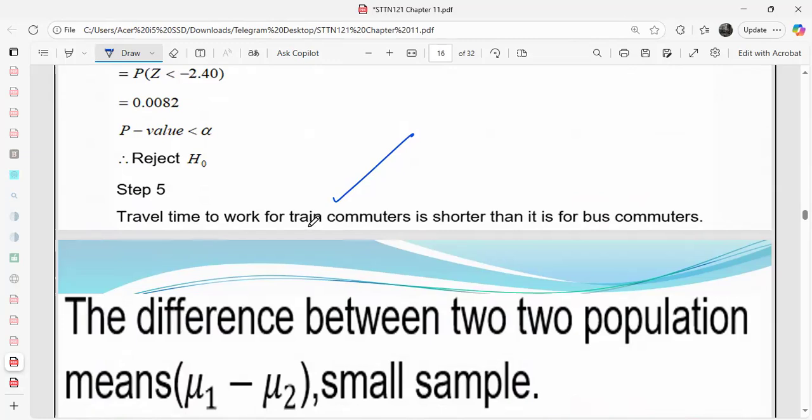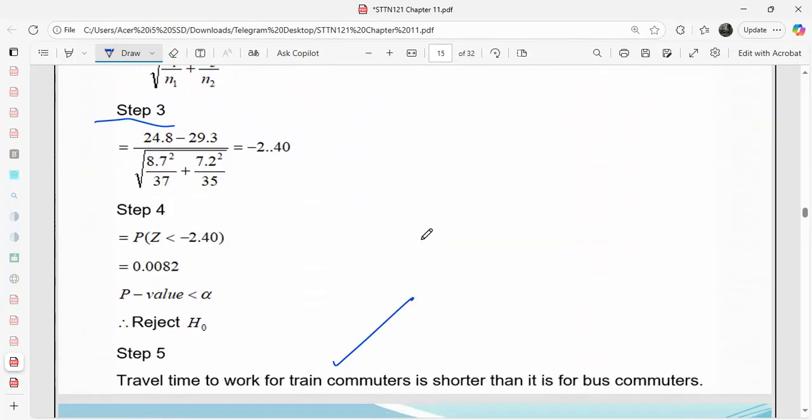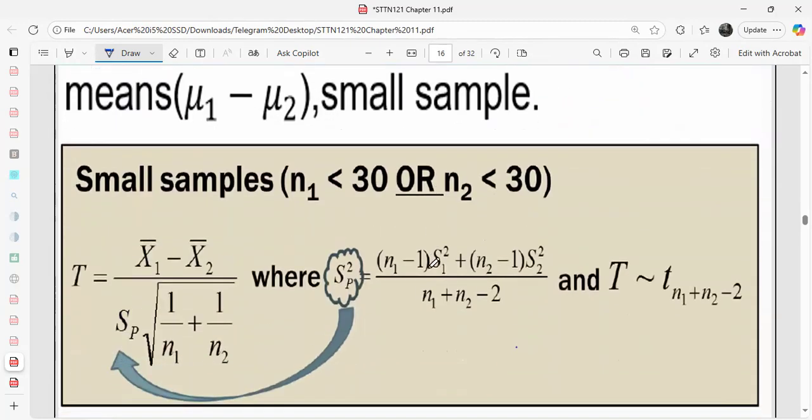Now we're going to talk about the difference between two populations when we are dealing with small samples. Remember that one, n was greater or equal to 30. You see, when you look at this one, n1 is greater or equal to 30, and n2 greater or equal to 30. Now, we're going to do the one when n1 or n2 is less than 30. Let's check. The formula that we're going to use is the T formula. Remember, you need to check N1, check N2.